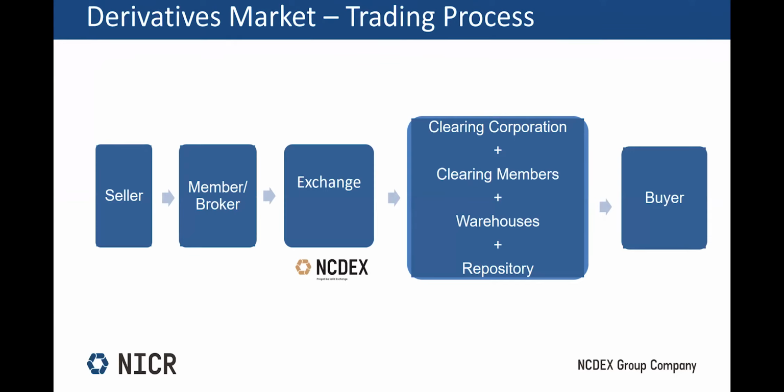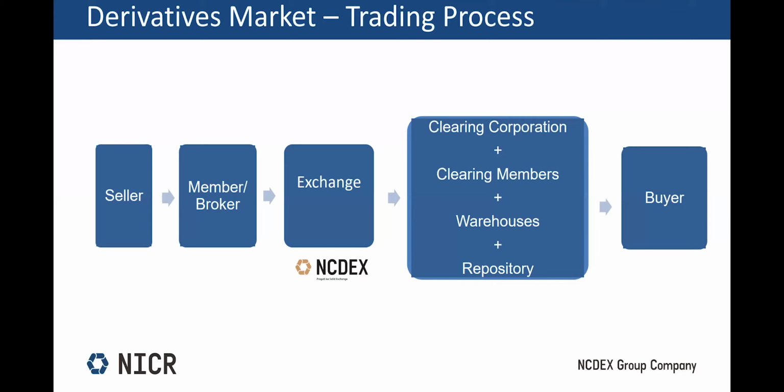Similar players are there: there would be a seller, there would be a member broker through which one approaches the exchange. There would be clearing and settlement requirements. That means you have a clearing corporation. There are certain members, there are warehouses, because you need to settle physically, and the electronic negotiable warehouse receipt system with the repository functions, and ultimately the buyers.